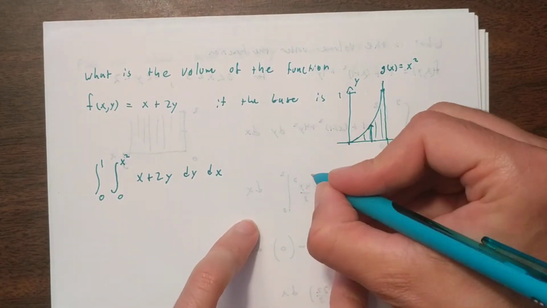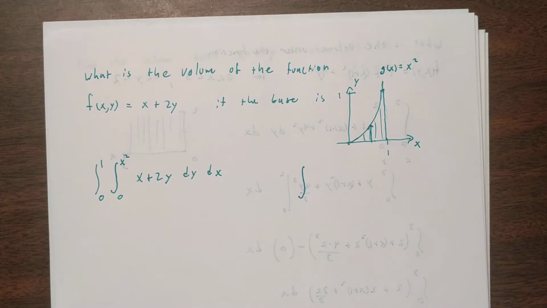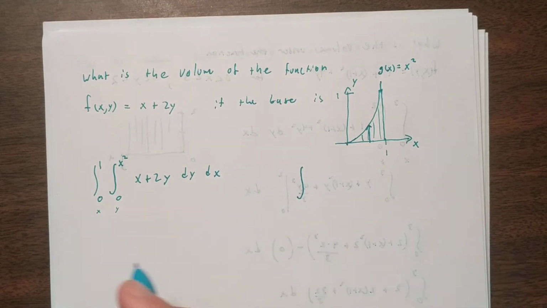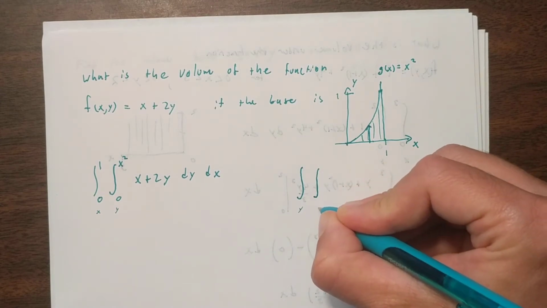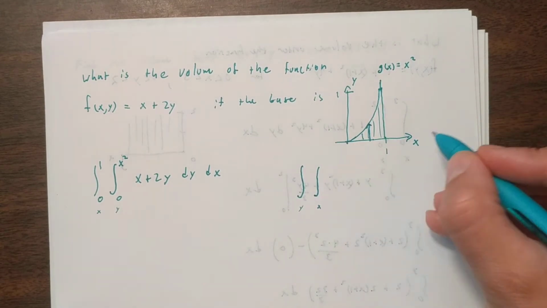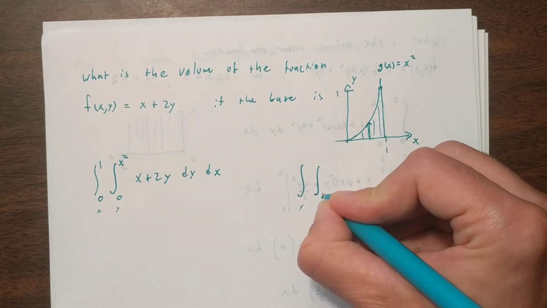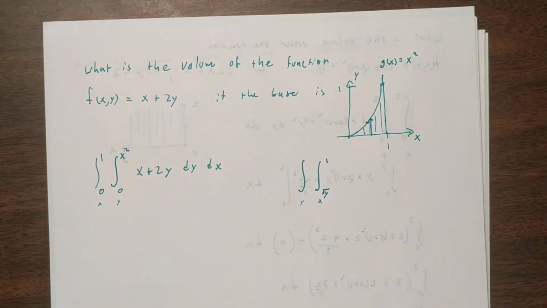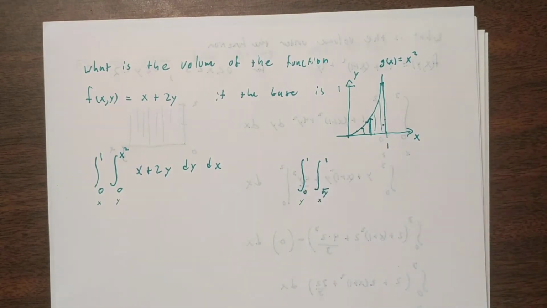By the way, another way to set this up is to switch them. So this is my y, this is my x, and instead let's do the x first, which means we have to do it in terms of y. Since we're doing a volume, the x is going to go from the square root of y up to 1, so it's going to go from here to here. And then y is going to go from 0 to 1.